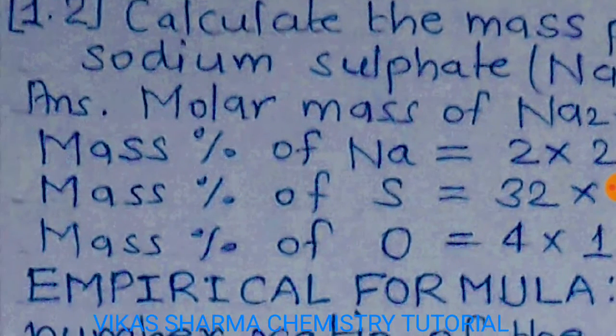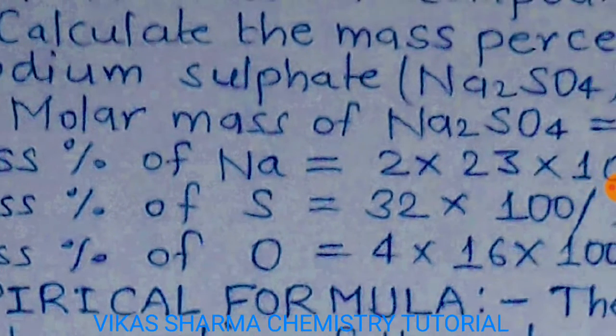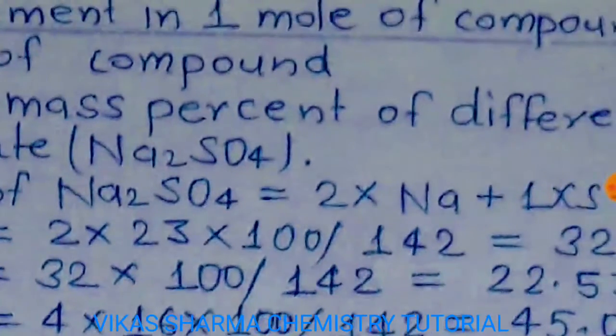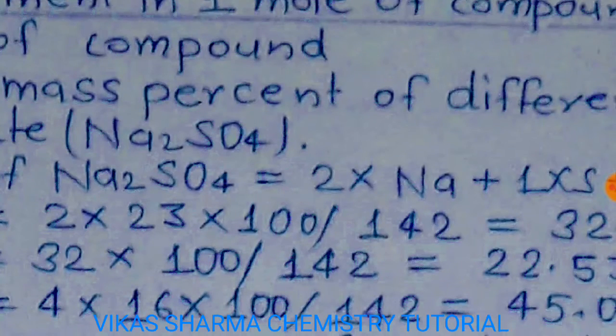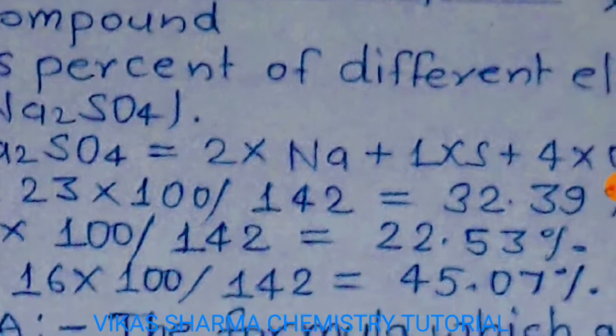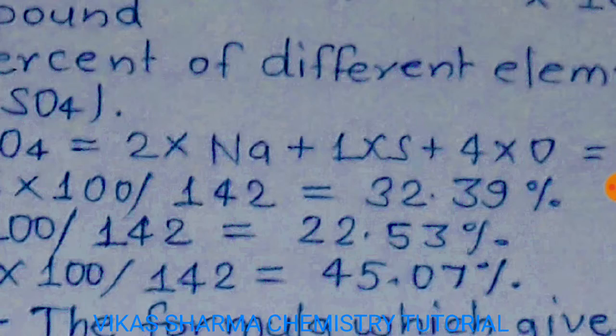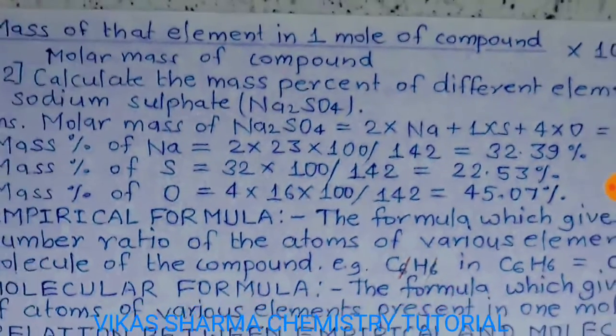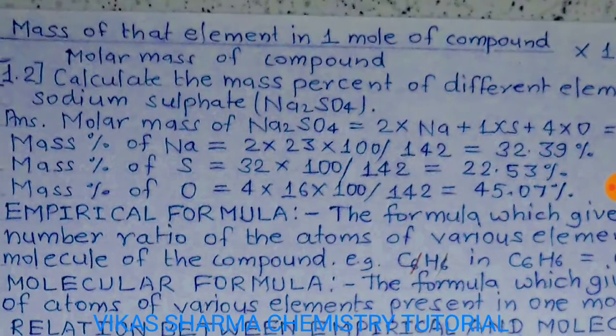Student, so mass percentage of oxygen is equal to, there are 4 atoms in sodium sulfate, so 4 multiplied by 16, then multiplied by 100 and divided by the total mass of the sodium sulfate, 142. So answer is 45.07. Student, another topic is known as empirical formula.